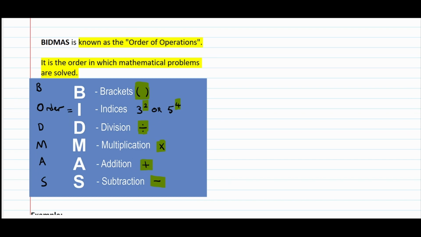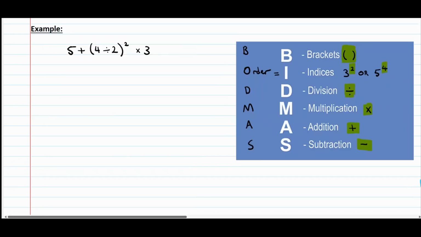Addition and subtraction usually don't make a difference in which order you do it. You could do subtraction first or addition first. It doesn't really matter. But essentially, you'd want to try and follow this system. It's more simple that way. So really, the best way we can explain this is through examples.